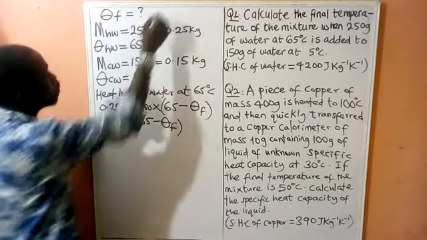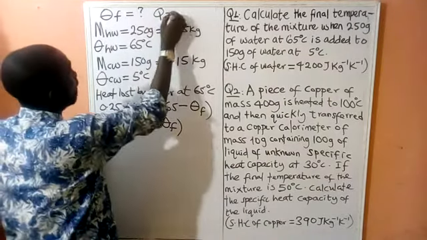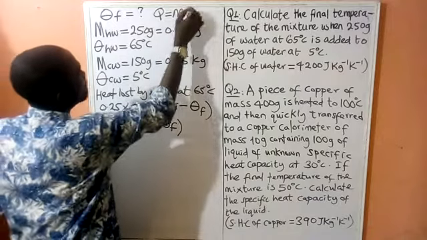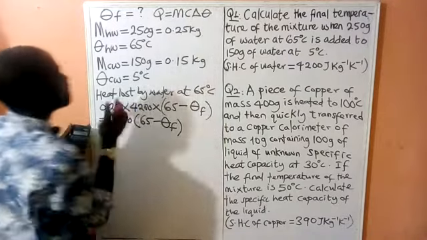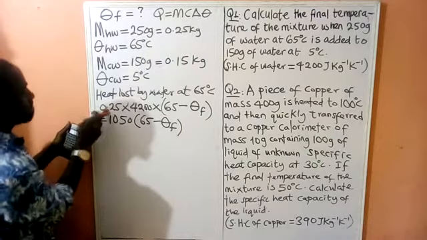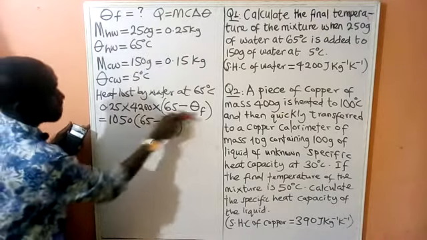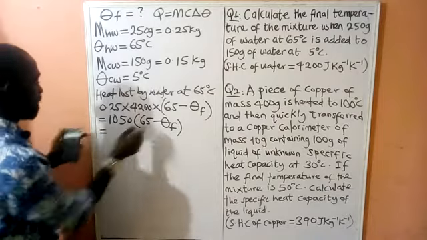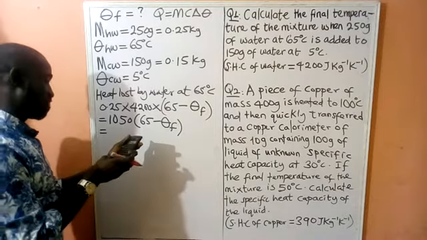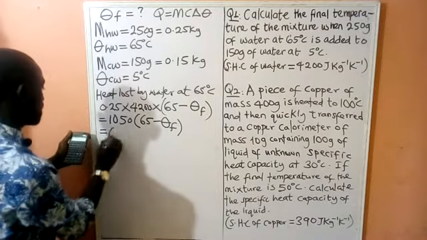We said the quantity of heat equals the mass of the body times the specific heat capacity of the body times the temperature change. So that's why I'm using this formula: mass, specific heat capacity, temperature change. So this one gives us 1050 multiplied by 65. That will be equal to what now?